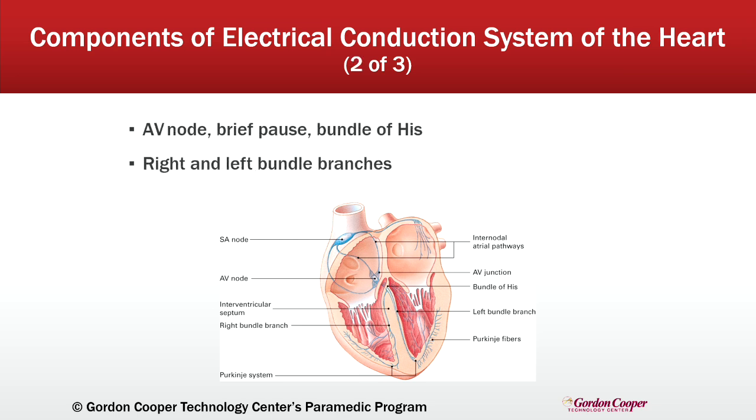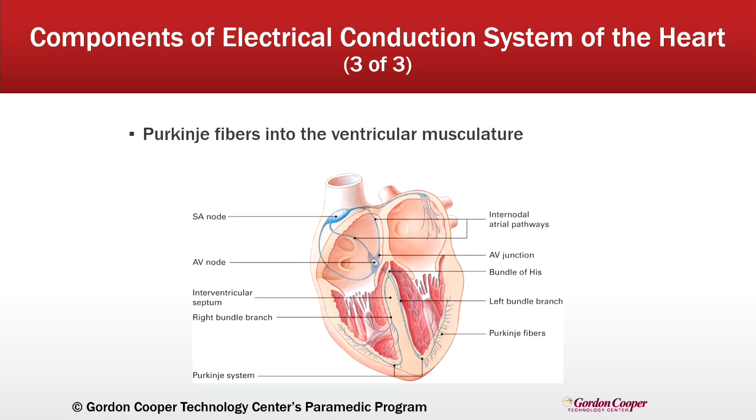So once that impulse reaches the AV node, there's a brief pause. Now this pause is really important because it allows the ventricles time to fill with blood before they contract. Now after that pause, the impulse travels down the bundle of His and then splits into the right and left bundle branches. And then from the right and left bundle branches, the electrical impulse travels to the Purkinje fibers, which spread that signal throughout the ventricular musculature. So that ensures that the ventricles contract efficiently, pushing blood to the lungs and the rest of the body.